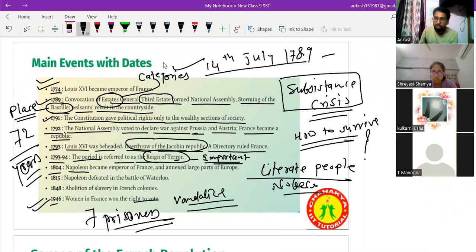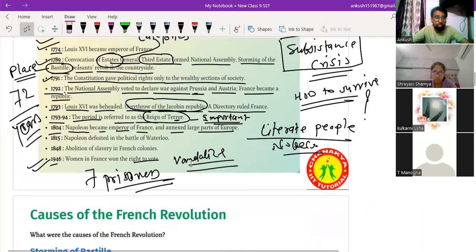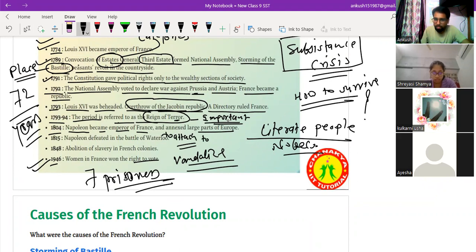1804, what happened? Napoleon became emperor of France and annexed large parts of Europe. Napoleon Bonaparte, you might have heard the name. He became the new ruler, the new monarch of France, and he started to rule. As he was very powerful, he annexed. Annex means what? Captured, to attach, to add, but by power. Whenever you are adding something else to your territory, that is annexed. 1815, Napoleon was defeated in the Battle of Waterloo.